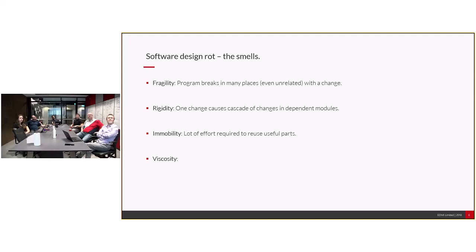Viscosity. When something is viscous, there's a lot of resistance. That's what it means. Viscosity comes in two flavors. First is software viscosity: it's much easier to hack than to preserve the design. You may not know the original design, or the original design might be smelly in a bunch of ways, so it's just easier to move on.